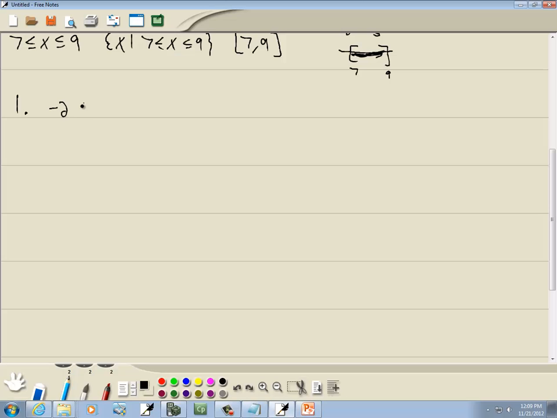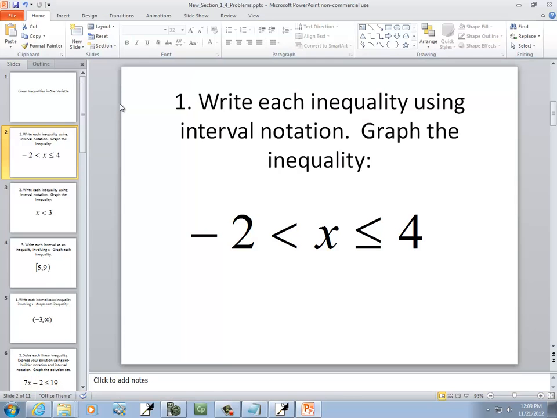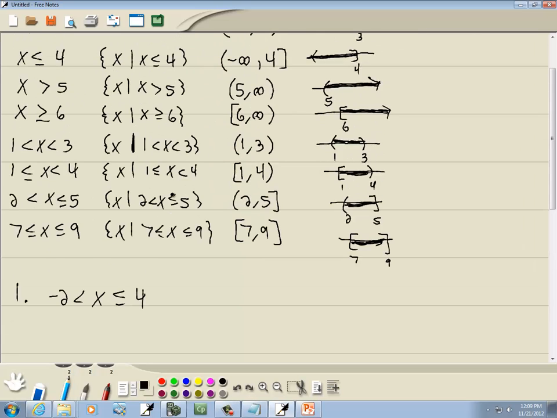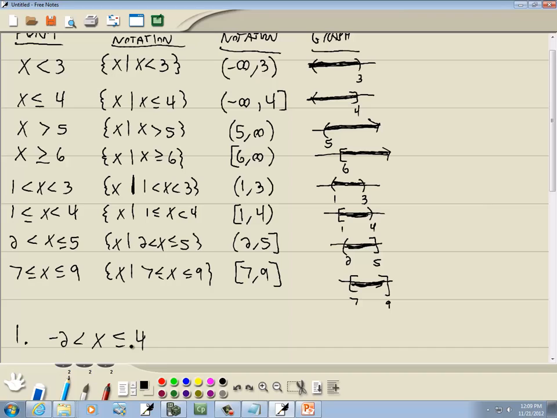Got negative 2 is less than x is less than or equal to 4. It says write each inequality using interval notation and graph it. Well, this one has two numbers, and the x's between them. So it's these last four forms. Specifically, this is a less than, and this is a less than or equal to. Less than or equal to is this form right here.